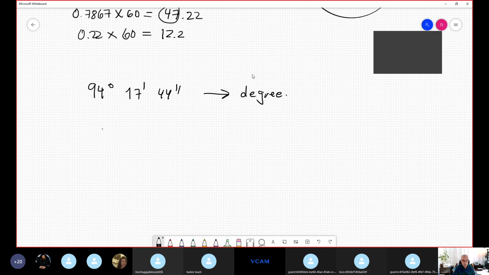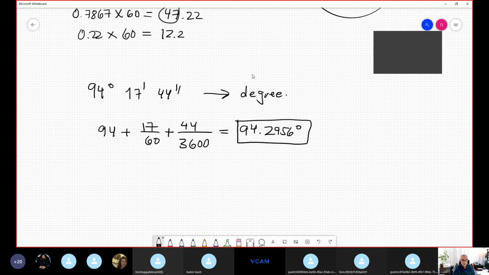It's super easy. You put 94 plus 17 over 60 plus 44 over 3,600. You put it in a calculator like that. And the answer is 94.2956 degrees. This is equivalent to this. This is a special notation for navigation, degree, minute, second, and this is just decimal degrees.